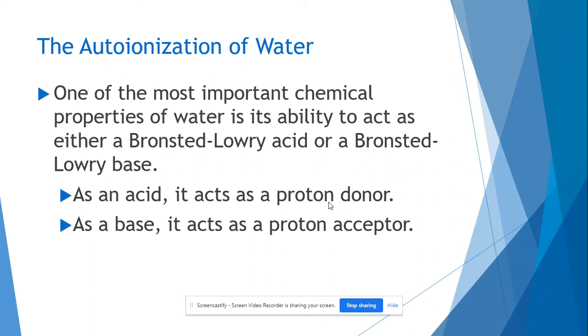So let's get started with a few key things. One of the most important properties of water is its ability to be either an acid or a base. And remember, we said that this was called amphiprotic. So as an acid, it can act as a proton donor, or in other words, it gives away an H plus ion. As a base, it acts as a proton acceptor, or it's going to take in a hydrogen or an H plus ion from another compound.